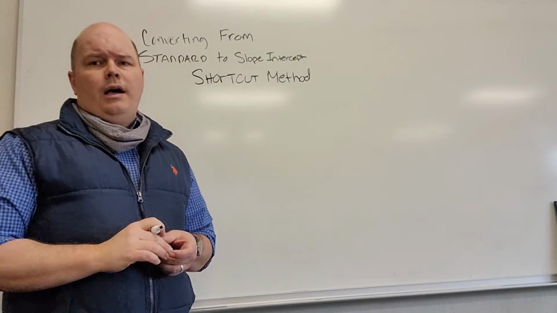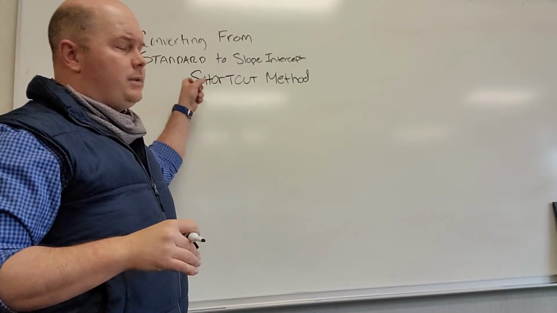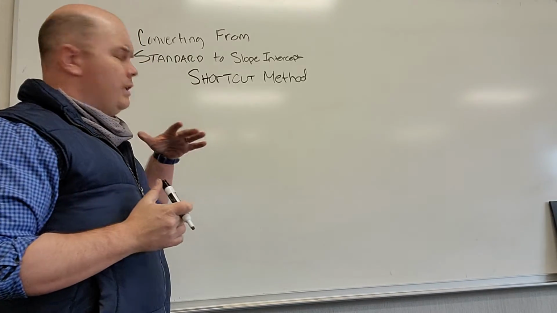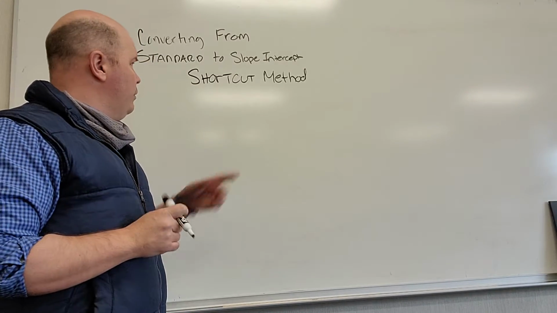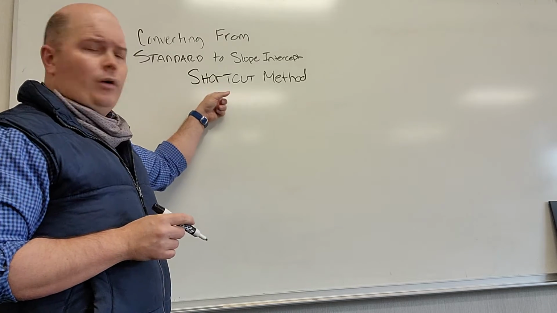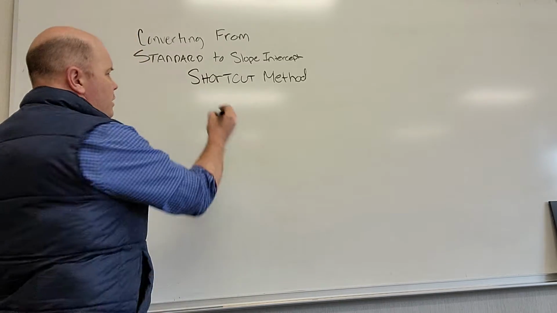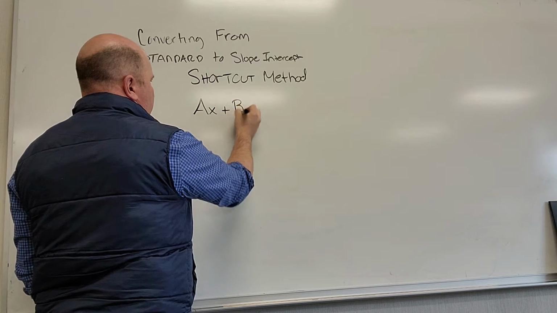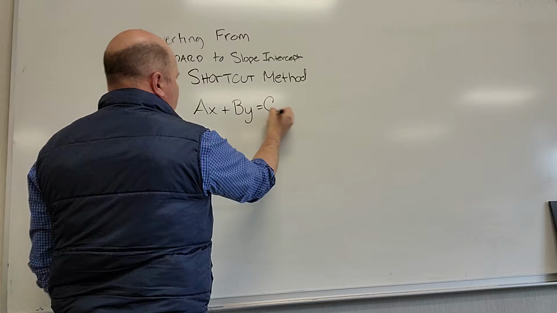All right, guys. In this video, I wanted to talk about how we move from standard form to slope-intercept form using the shortcut method. It's really not too different from what we've been doing with the process, because we get to the shortcut method from doing the process. So the standard form base equation looks like this: AX plus BY is equal to C.